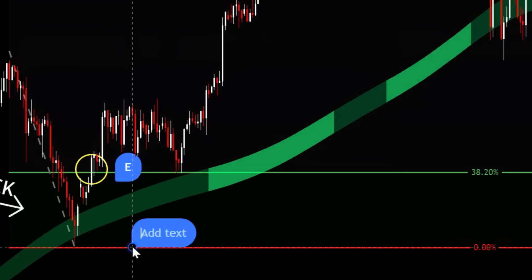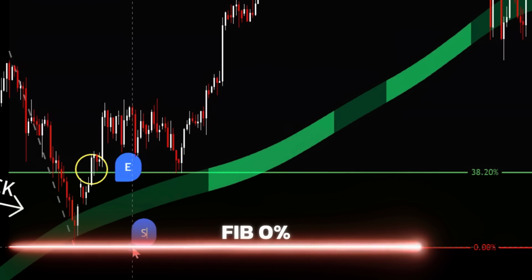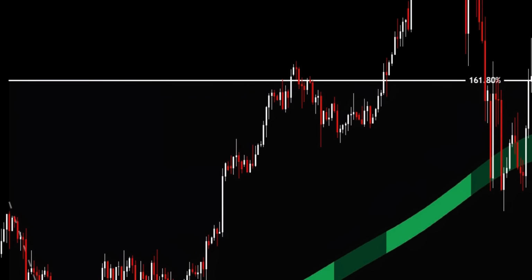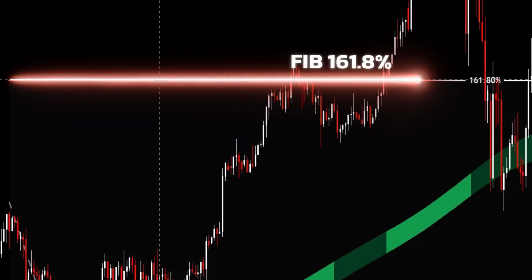Simple reason: if price breaks below that, my whole idea was wrong and I want out immediately. No arguing with it. And my target sets up at that 1.618 extension. Once price confirms the bounce and the impulse kicks back in, that's where I'm expecting it to go.